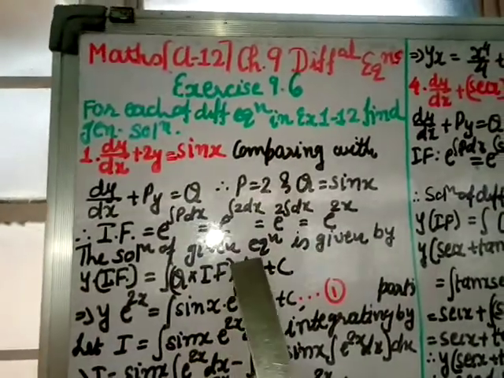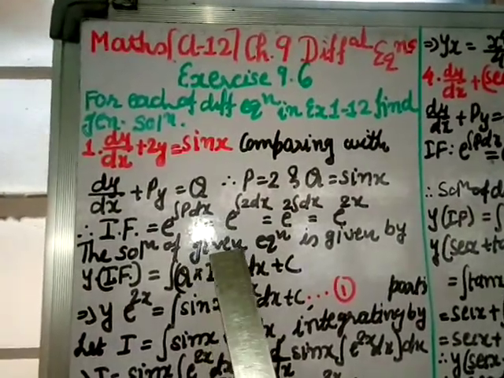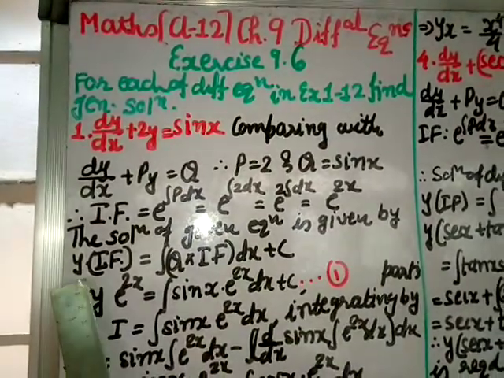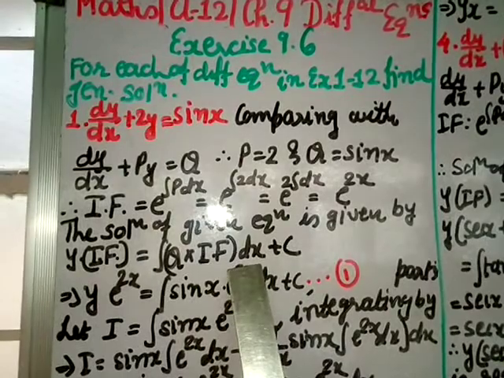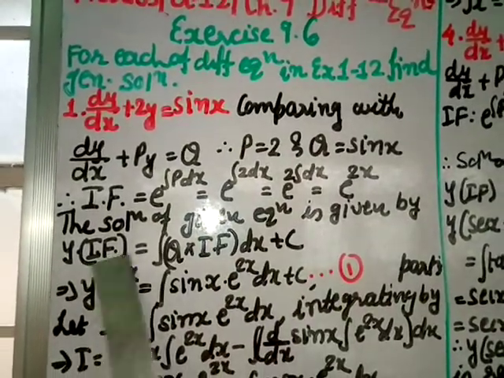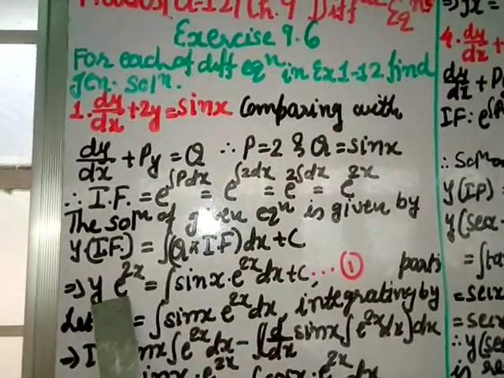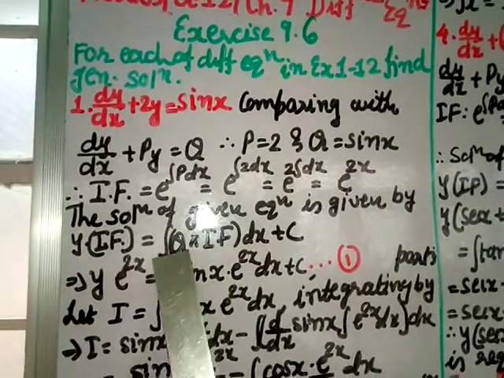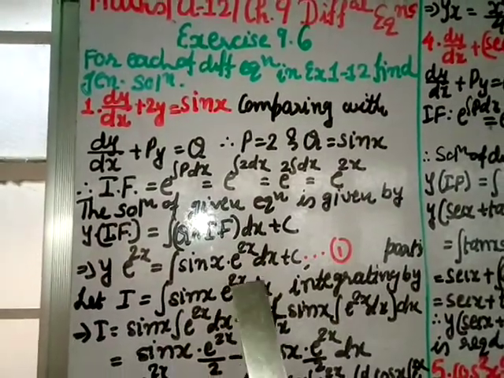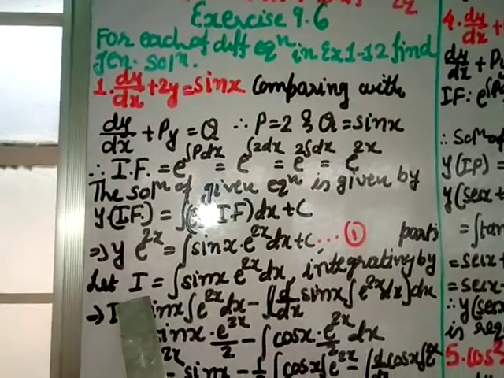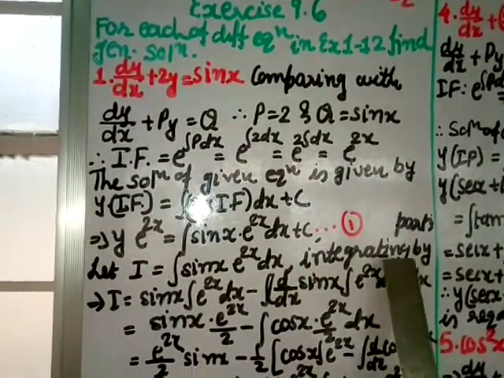And the solution of this kind of first order linear differential equation is given by y × integrating factor = ∫Q × integrating factor dx + c. So the integrating factor is e^(2x), put e^(2x) here, and Q is sin x, so put sin x dx plus c. Call it number 1. Now this part I'll call I, and I integrate by parts.